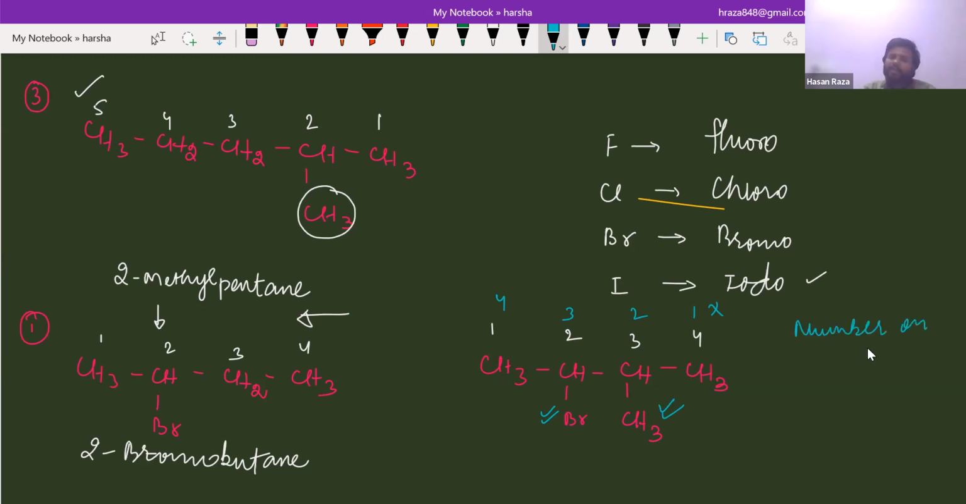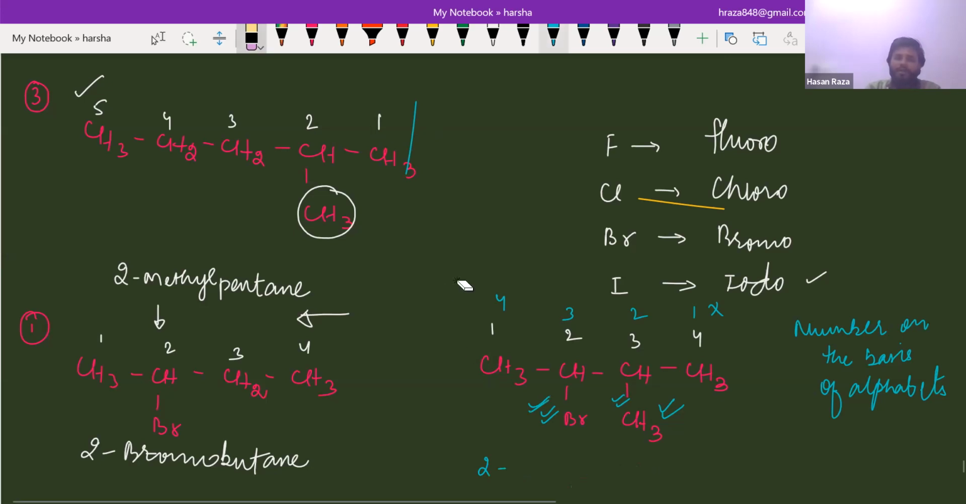Numbering on the basis of alphabets. You can see, if you are going to do numbering from right to left, methyl will get the second position, and if you are going to do numbering from left to right, bromine will get the second position. So B of bromine will come first as compared to M of methyl. So the name will be, there is a second branch, that is 2-bromo. It's 2-bromo, not methyl.